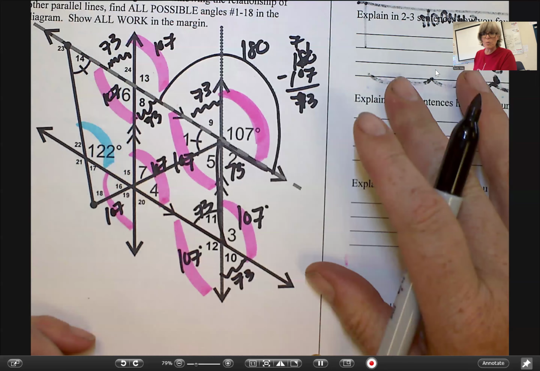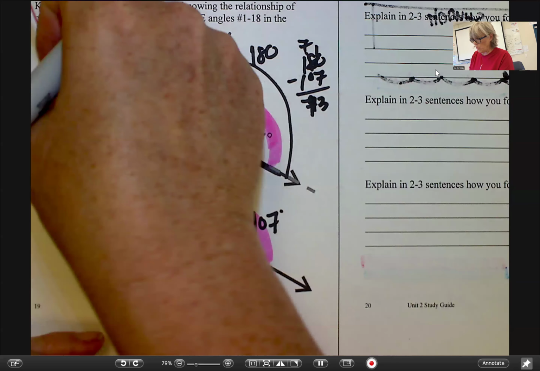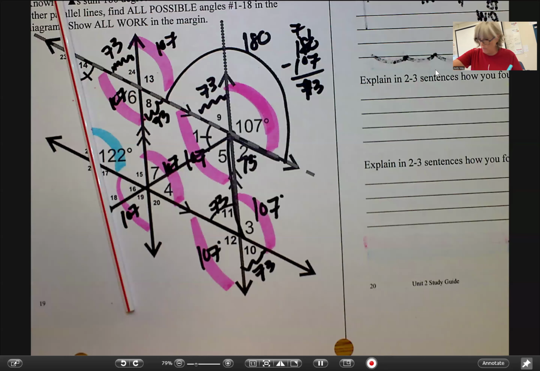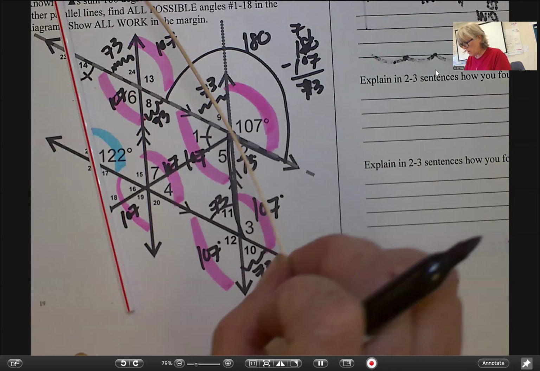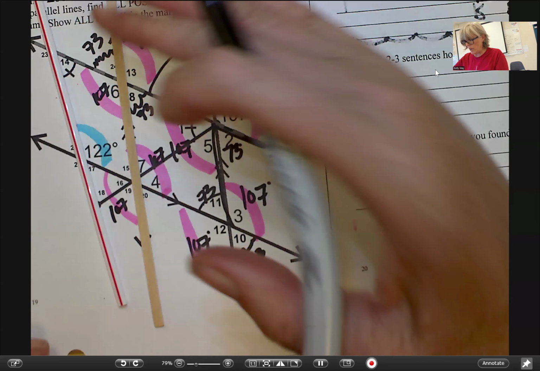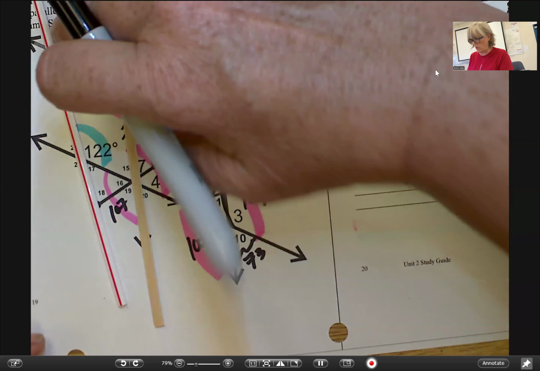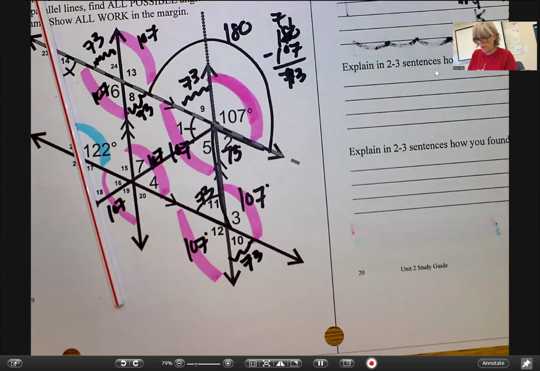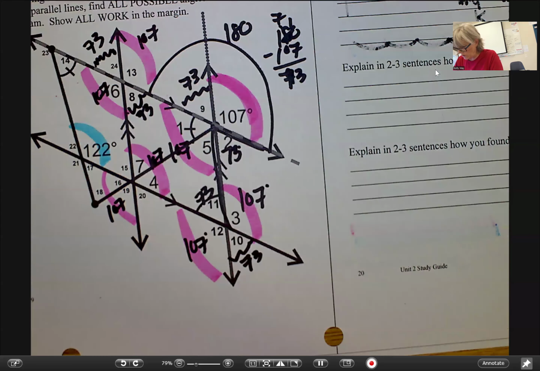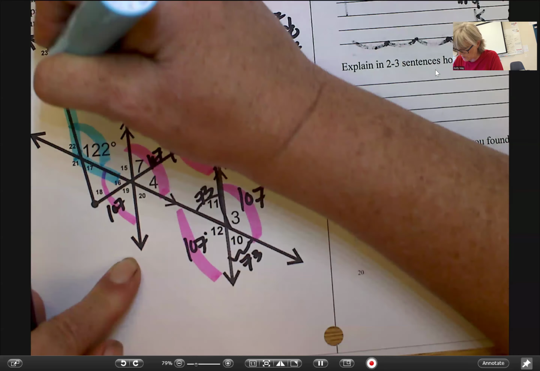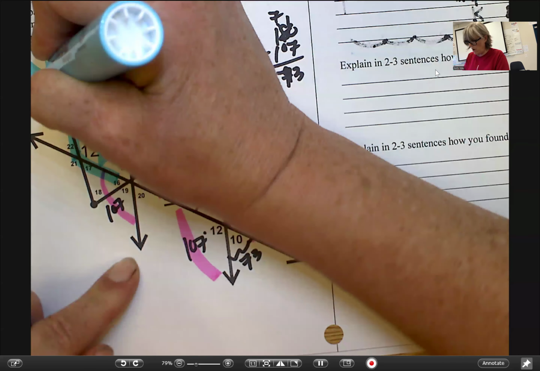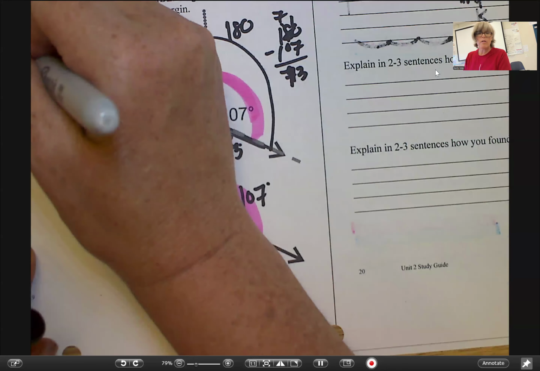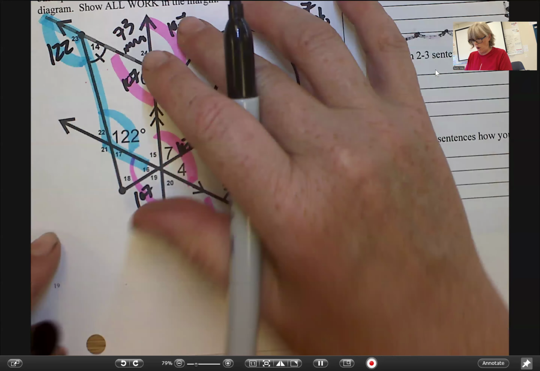Now, one thing you want to watch out for is this 122 is a different stir stick. Notice it is not parallel to this line. So you cannot carry over that 107 over here. Instead, it's its own stir stick, and you are going to work this armpits of the Z, and then we have 122 over here, and go ahead and find every possible angle.